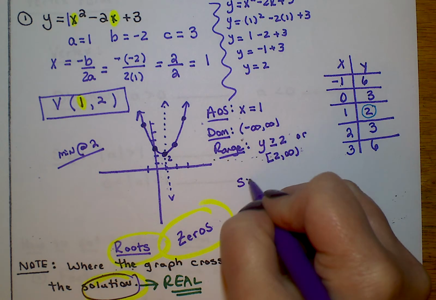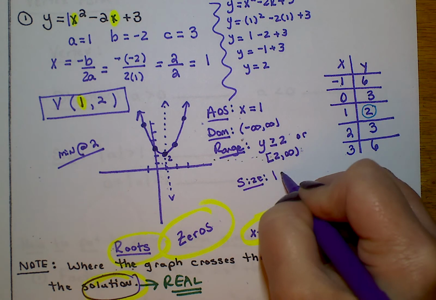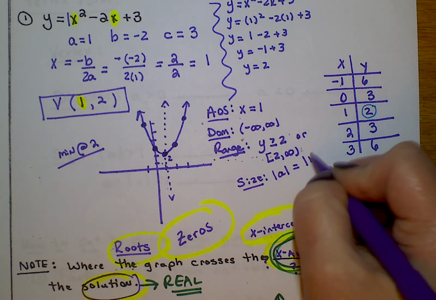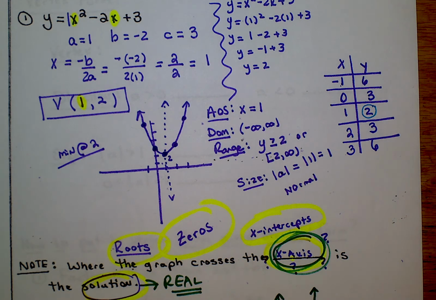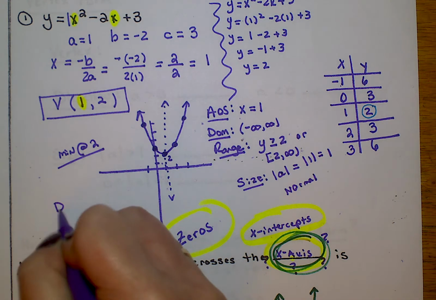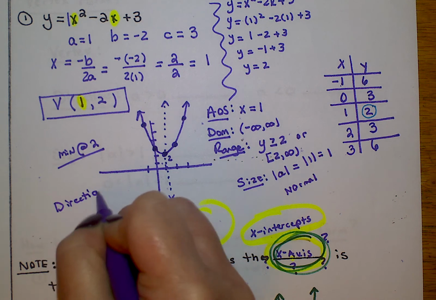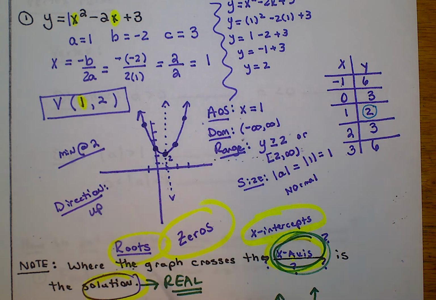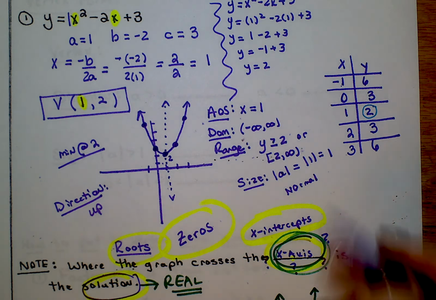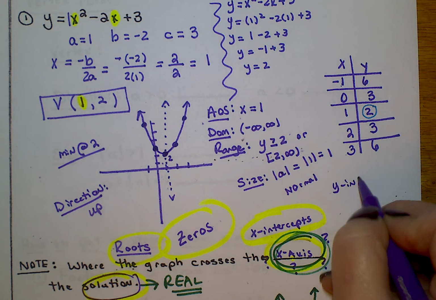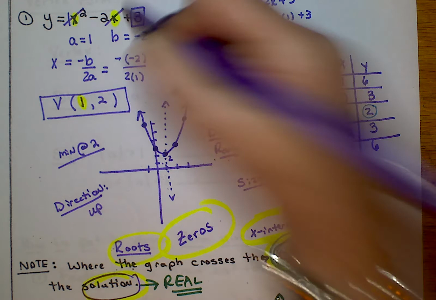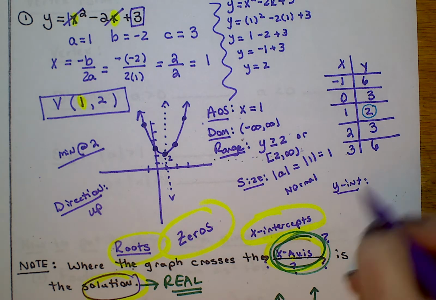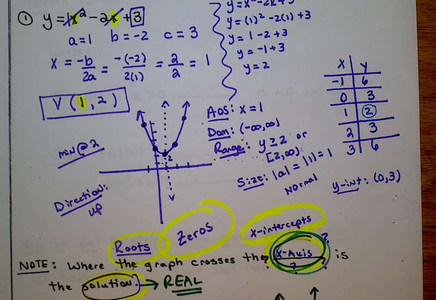My size of this graph is going to be normal because my absolute value of a is 1. So that's normal compared to the parent function. My direction of this graph, if you notice, my a was positive, so it's going to be going upward. For my y-intercept, it's always going to be your c value. When you put in 0 for your x's, everything will cancel out but your c. So the y-intercept would be (0, 3).